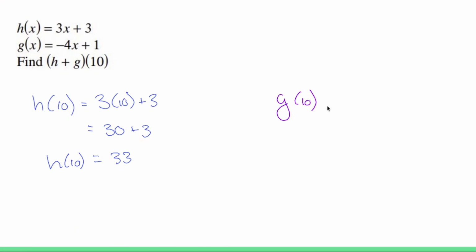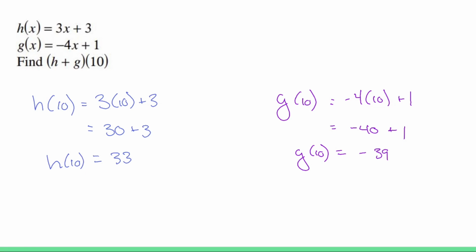Also, we have g of 10 over here, and that's going to be negative 4 times 10 plus 1, which is going to be negative 40, plus 1, which is going to be negative 39. So g of 10 is negative 39.